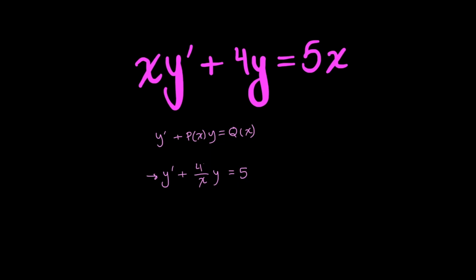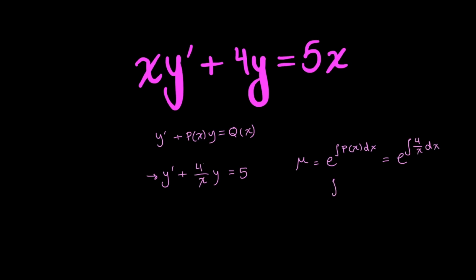Now, I'm going to find my integrating factor. I'm going to call my integrating factor mu. I know some people call it I of x or rho of x, but it doesn't really matter as long as you know what it is. It's equal to e to the power of the integral of p of x dx. I already know what my p of x is, so I just have to plug it in. So it's e to the power of the integral 4 over x dx.